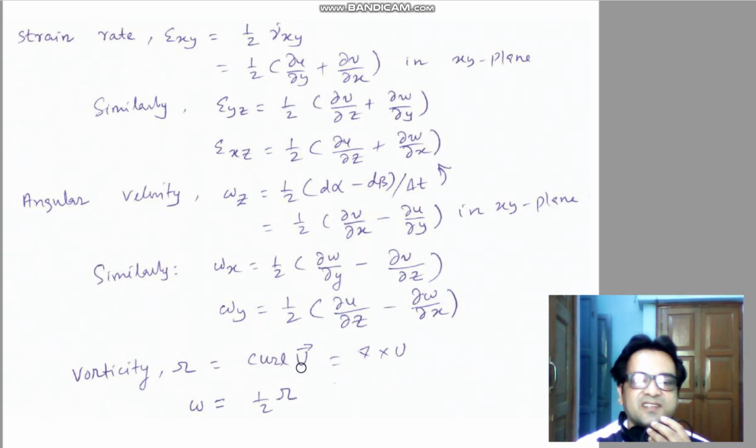Now the vorticity is defined as the curl of the velocity vector. Curl is nothing but the cross product of nabla and the velocity vector, and the angular velocity omega is half of the vorticity. If you know the velocity vector, you can find all the other quantities, because you know the differential expression for all of them. Angular deformation, strain rate, angular velocity, vorticity, everything you can easily find out, whether it is a 2D flow or a 3D flow.